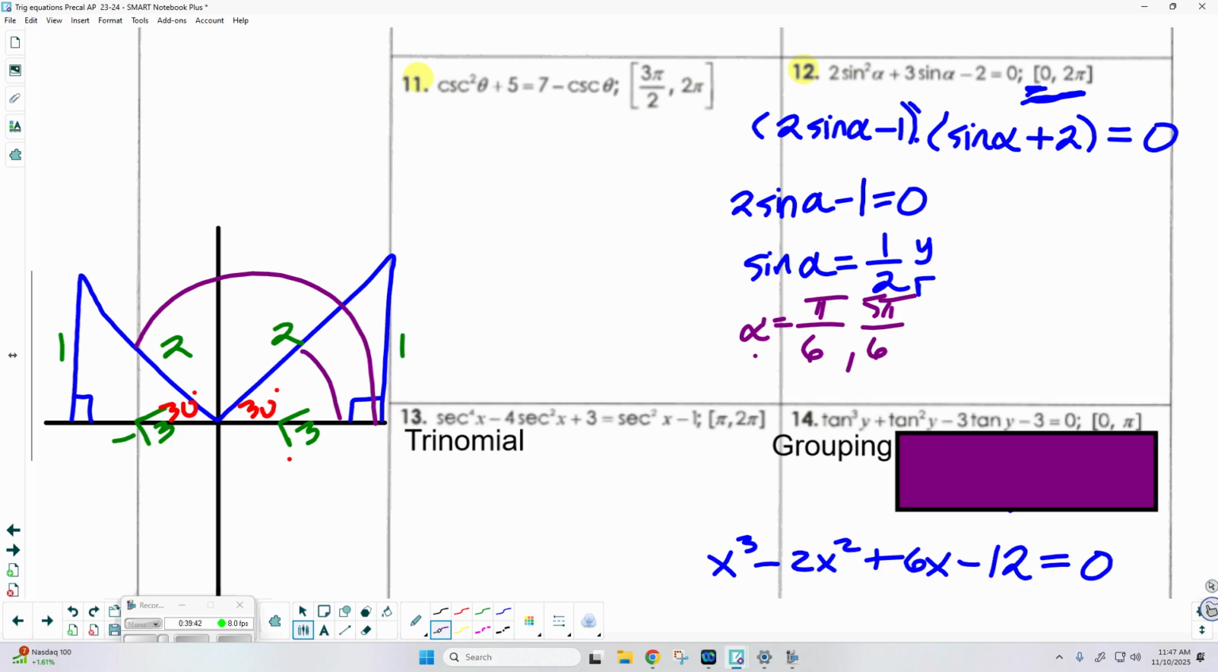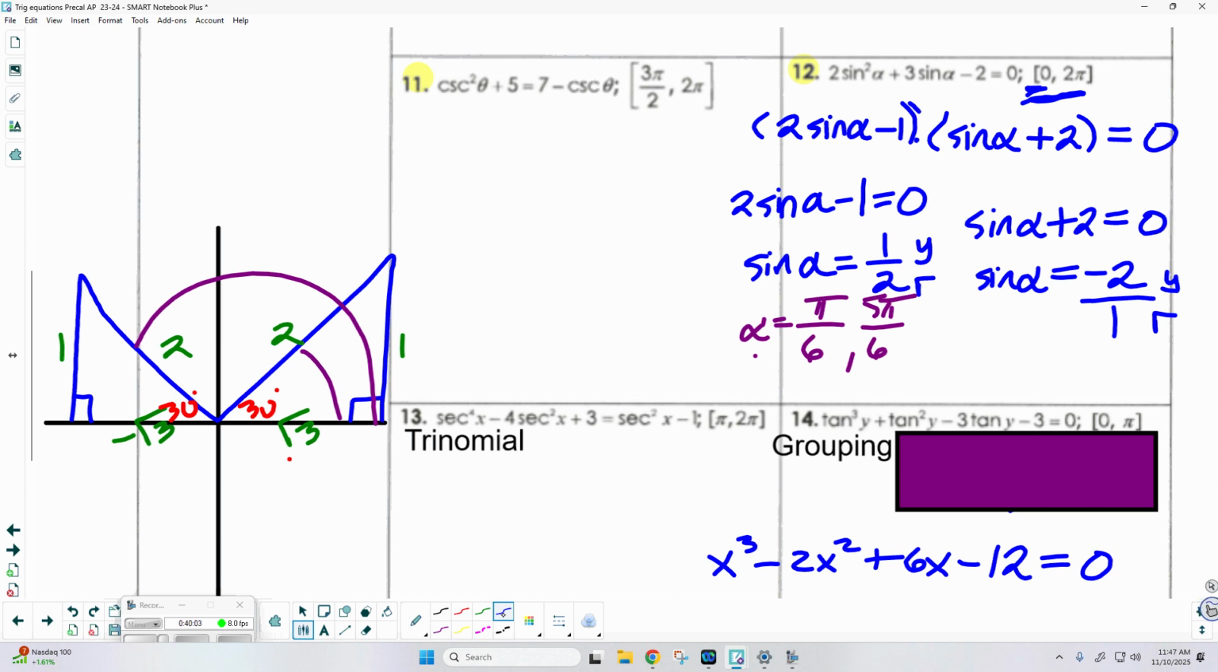Now the problem is done, right? No, what am I forgetting? Yeah, don't forget about the second part. So sine of alpha plus 2 is equal to 0. So sine of alpha equals negative 2. Well, that is a y over r.